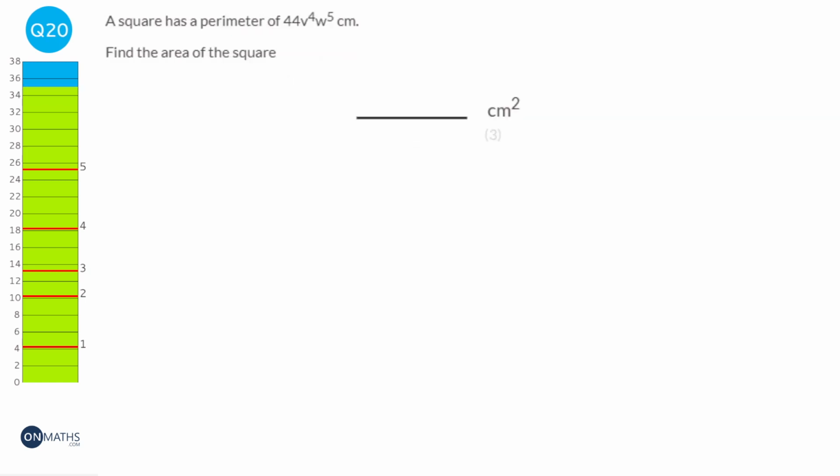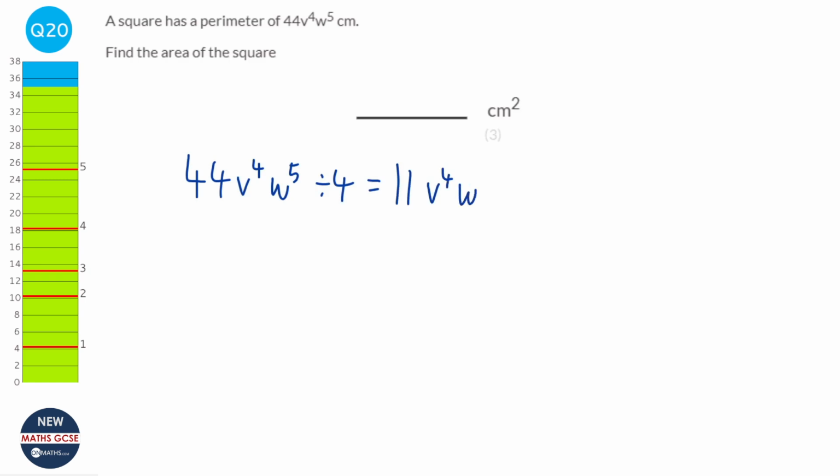So we need to first of all work out what the length of the side of the square is. And to do that, what we do is we get the 44v to the power of 4, w to the power of 5, and we just divide it by 4. And to do that, all we need to do is just divide the coefficient by 4. So it'd be 11v to the power of 4, w to the power of 5.